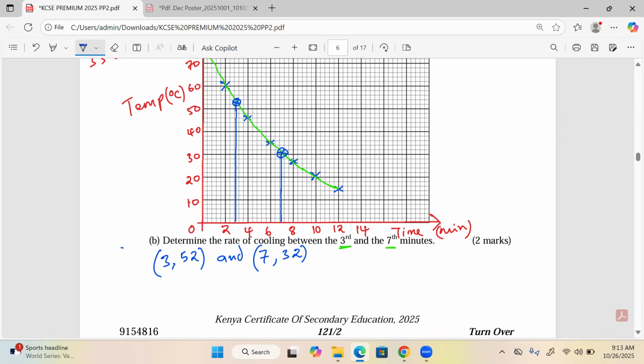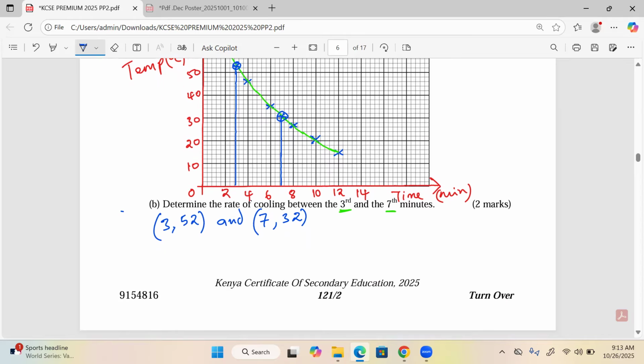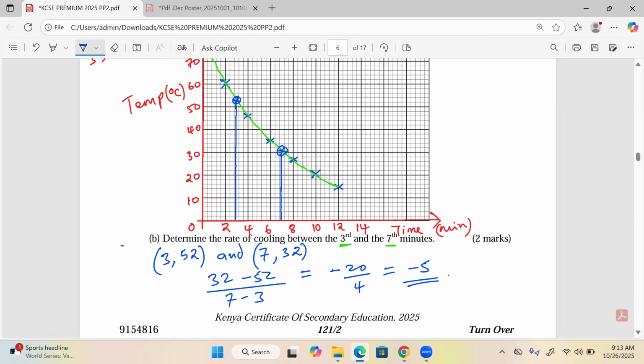So the temperature is changing from coordinate (3, 52) to (7, 32). So we just find the gradient. 32 minus 52, that's the change in y, over 7 minus 3: negative 20 over 4. That is the rate of change. It's a negative rate of change because it's decreasing.